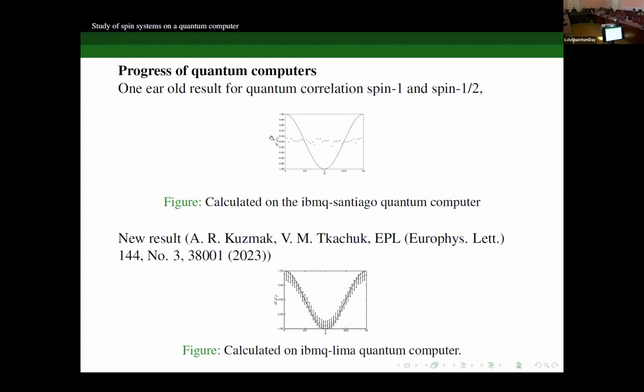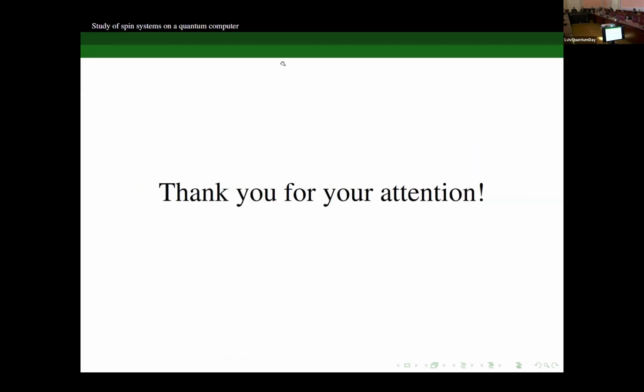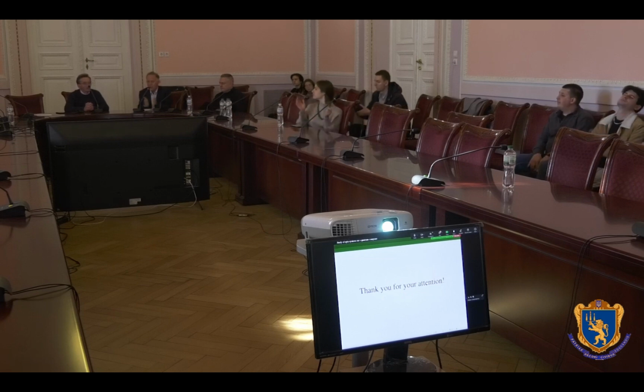So 1 year before we had such a result, and after 1 year we obtain a very nice result, and this result shows the progress of quantum computers. So it is the experimental progress of quantum computers. The conclusion is here. So we study the evolution of a spin system on a quantum computer. We can calculate many properties of this system: energy levels, partition function, ground state, whatever you want. And with this, I would like to thank you. Thank you very much.